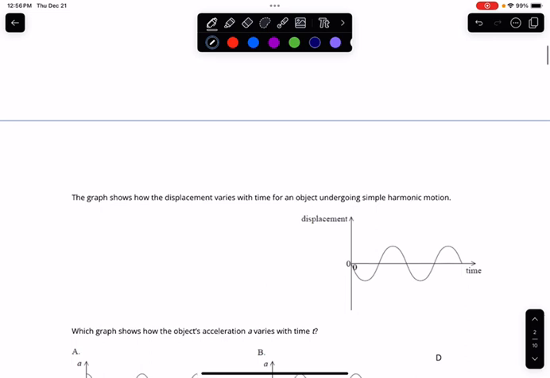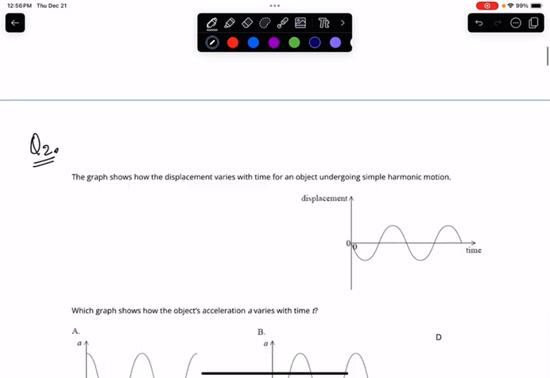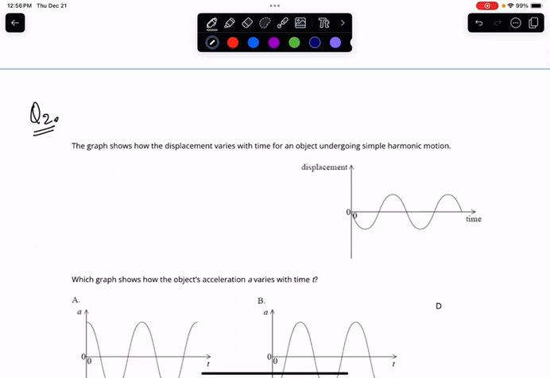All right, so this is our first question. Now let's move on to our second question. So in the second question, the graph shows how the displacement varies with time t for an object that is undergoing simple harmonic motion. Okay?